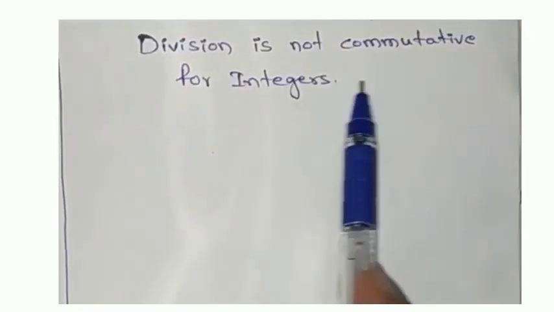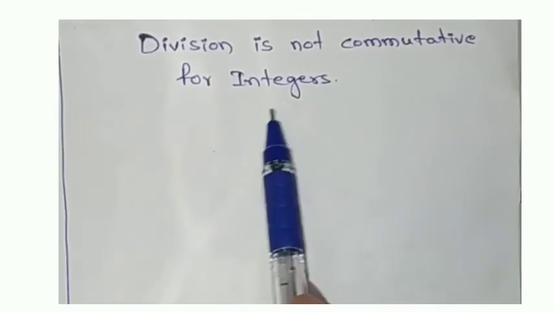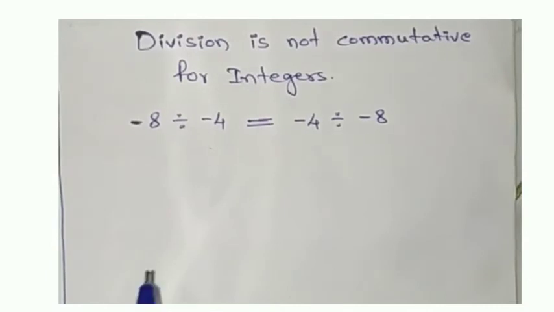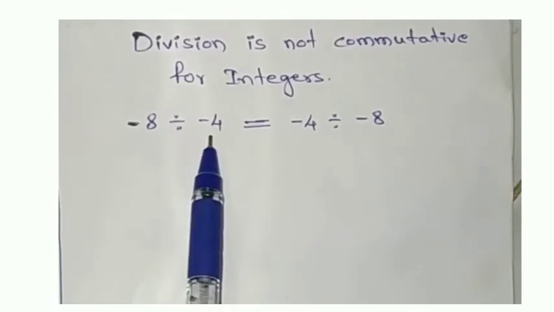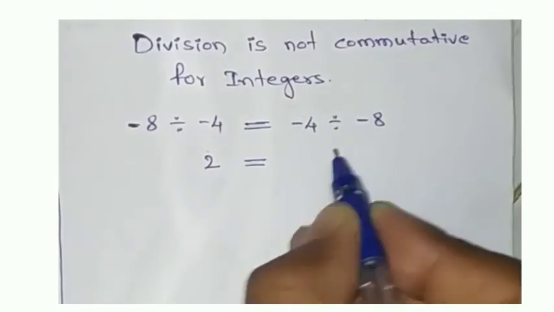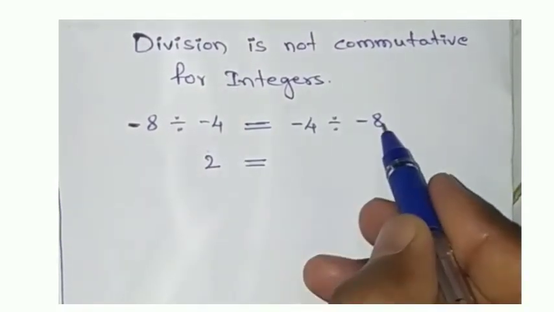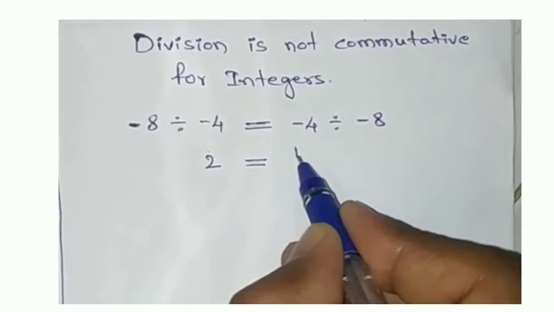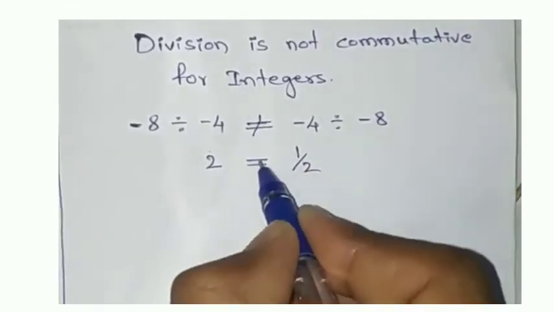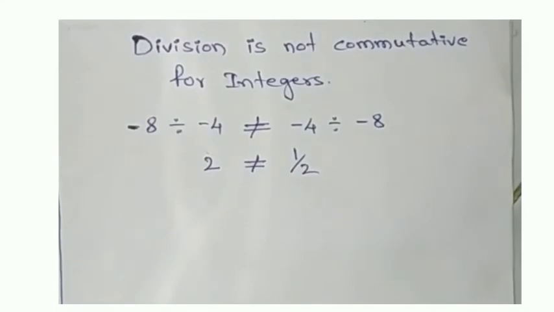Now, division is not commutative for integers. Let's take one example. Just earlier we observed that minus 8 divided by minus 4, what did we get? That is 2. And minus 4 divided by minus 8, what did we get? We got 1 by 2. So both are not equal. So commutativity is not possible for integers in division.